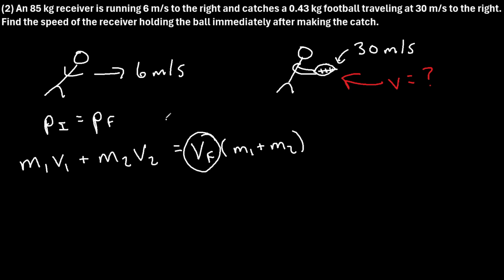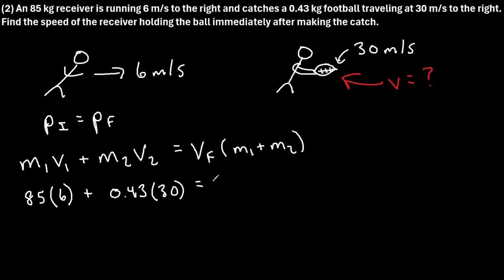So let's go ahead and fill in all the values we know. m1, the mass of the receiver, that's 85 kilograms, times the velocity of the receiver, which is 6 meters per second, plus m2, the mass of the football, that's 0.43 kilograms, times the initial velocity of the football, which is 30 meters per second. That must be equal to the final velocity times the mass of the receiver, 85 kilograms, plus the mass of the football, 0.43 kilograms. So let's go ahead and solve for this final velocity.